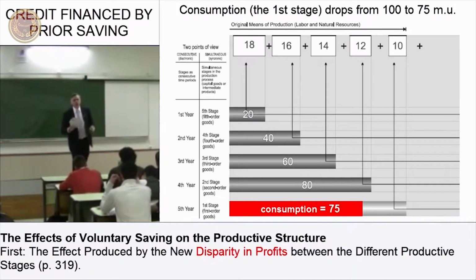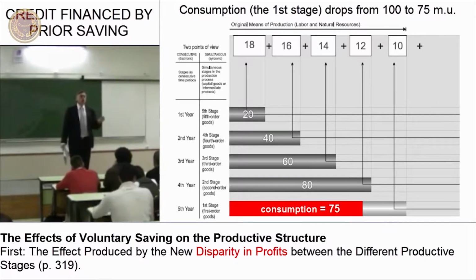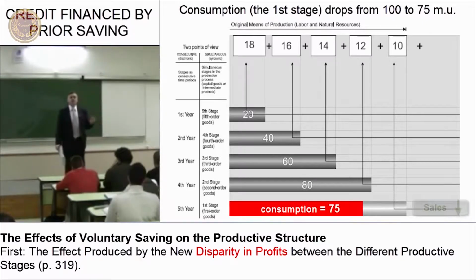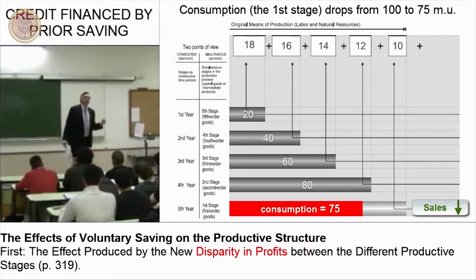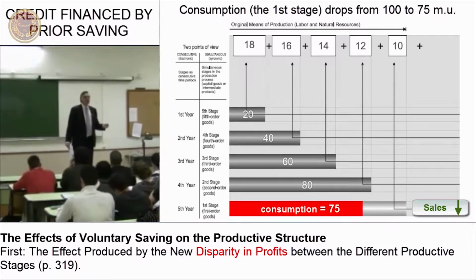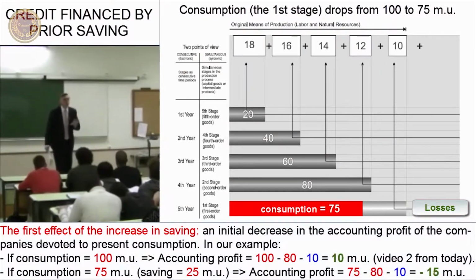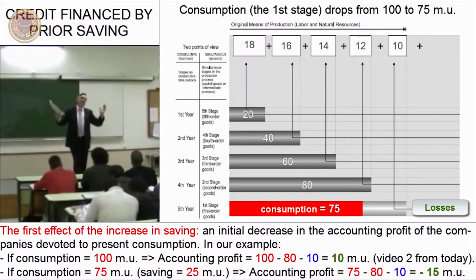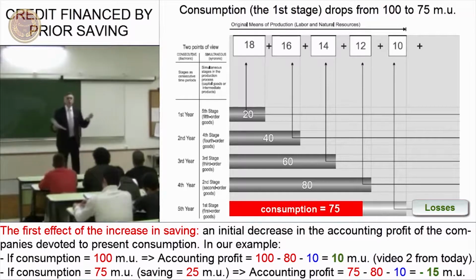The first effect is that if we suddenly decide to consume less and spend 75 instead of 100, what do you think will happen to the sales of the Corte Inglés? They will go down. And what do you think will happen to the accounting profits of the companies closest to consumption? Will they thrive, or will they start to suffer and go into a spin? They will begin to decline. So, because an increase in saving means less consumption, it gives rise to an initial drop in the relative profits of the companies closest to consumption.